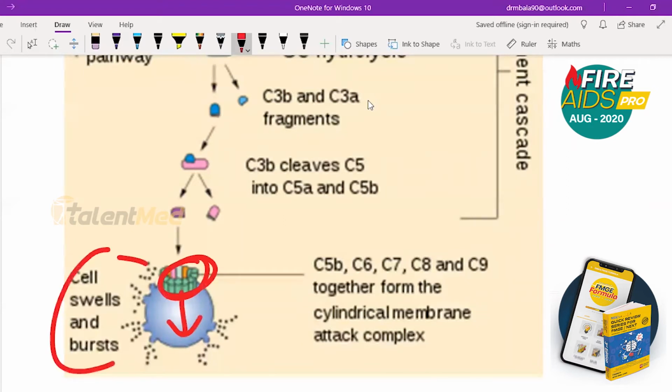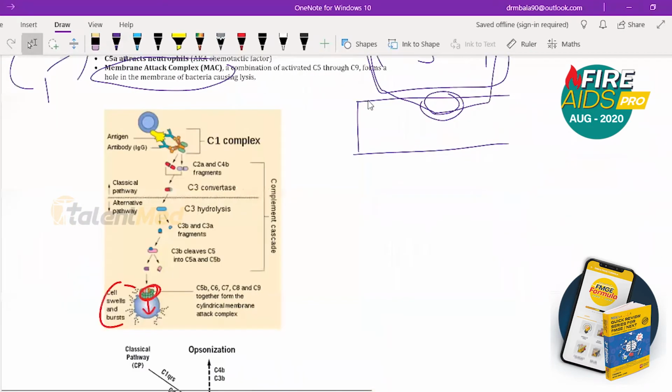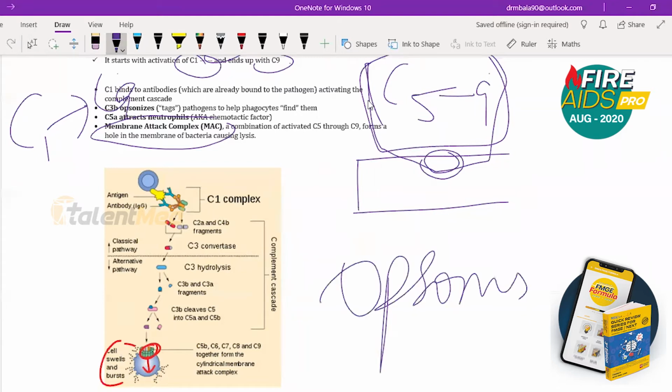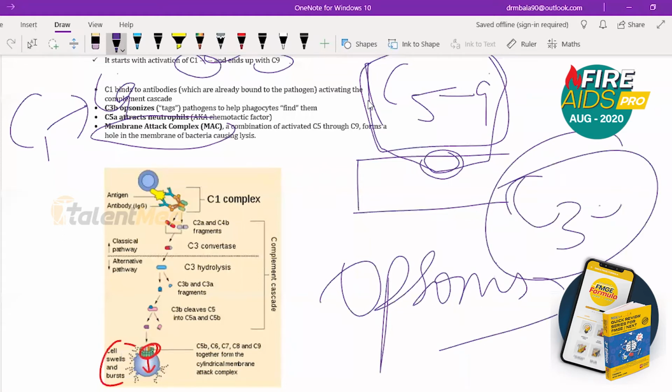These are all the points that you need to know. I won't go into much detail on these things. These are just the basic understanding I'm trying to give you here. We saw something called opsonization yesterday, and I explained it yesterday itself. The C3b is called the opsonization molecule.